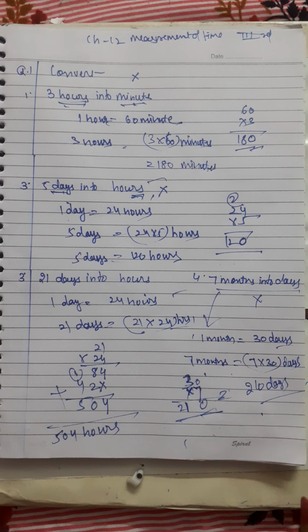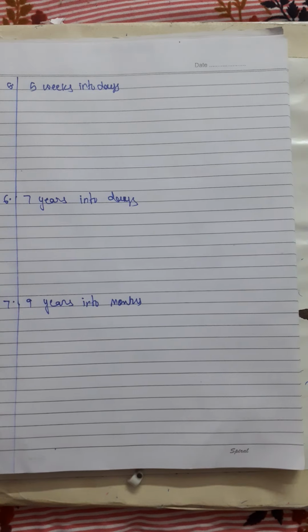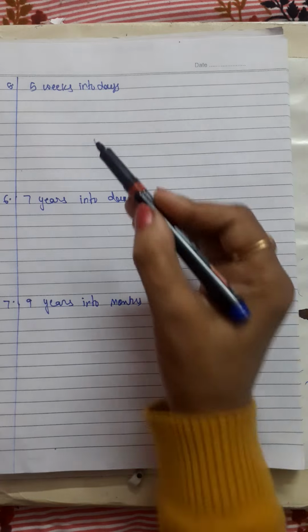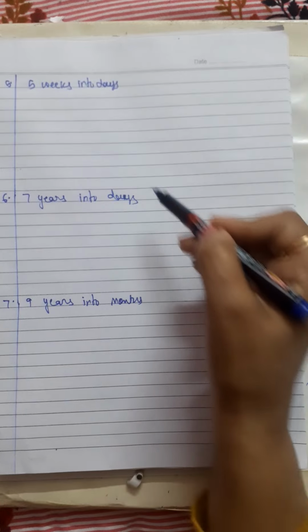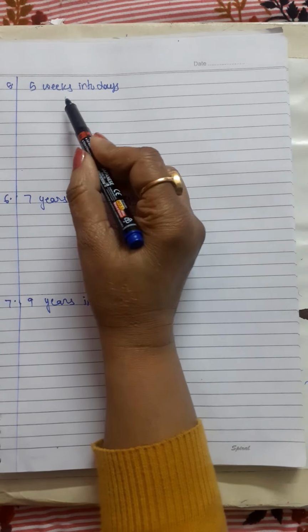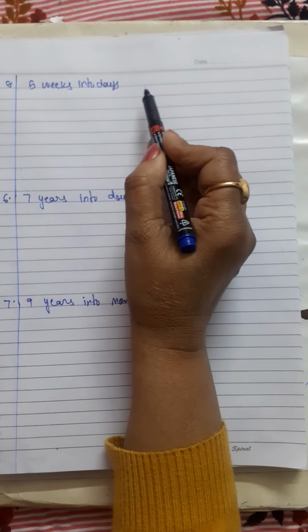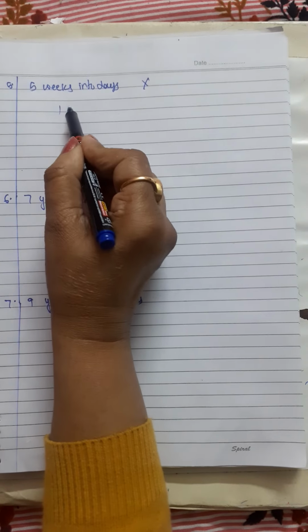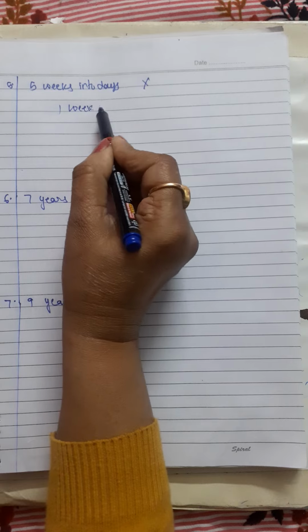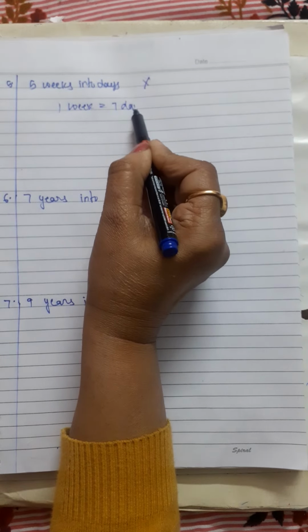Now we are doing some more parts of the question. Here 5 weeks we have to convert into days. Weeks is the bigger unit and days is the smaller unit, so we have to do the multiplication. We know that 1 week has 7 days.